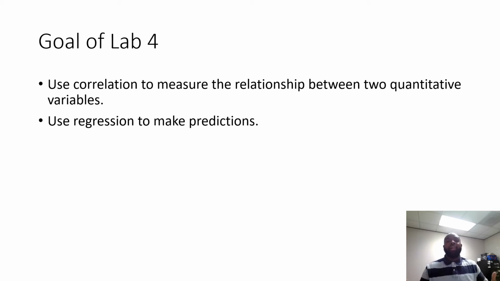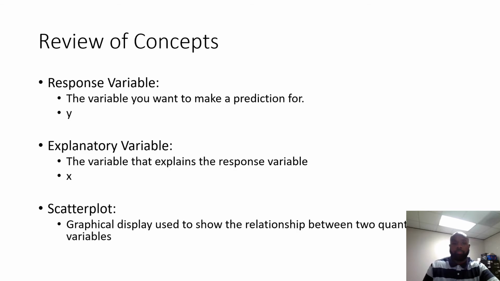Again, we're going to use correlation to measure the relationship between two quantitative variables. These quantitative variables are the guessed weights and the true weights. All right, weights are quantitative variables, so we'll use correlation to measure those relationships, and we'll use regression to make predictions. And we're going to specifically look at simple linear regression.